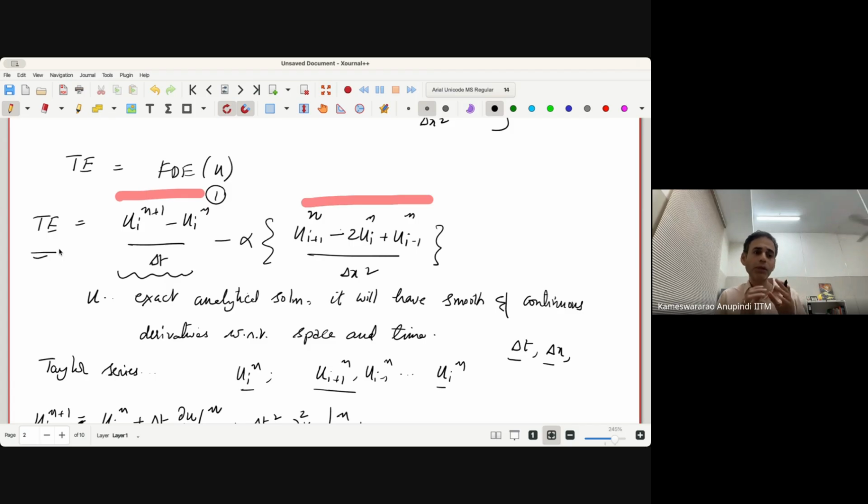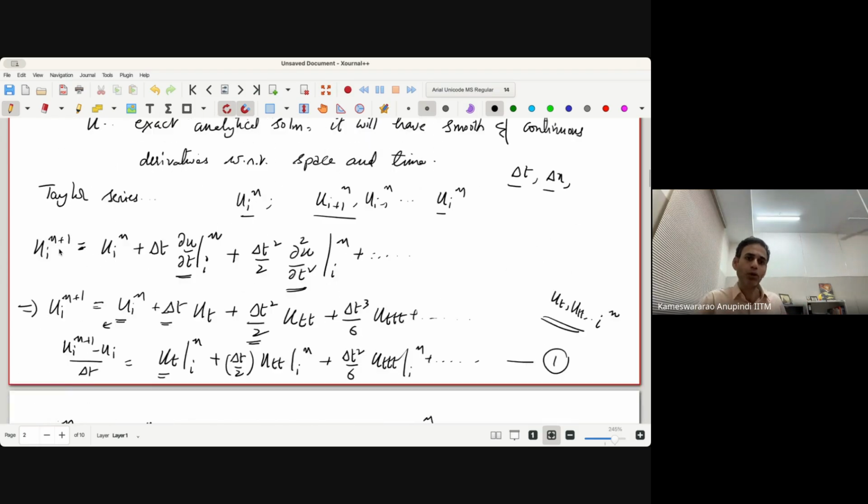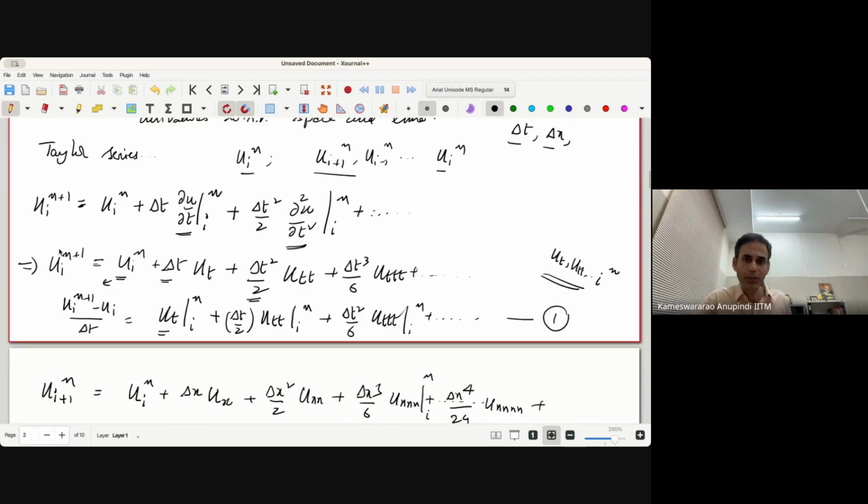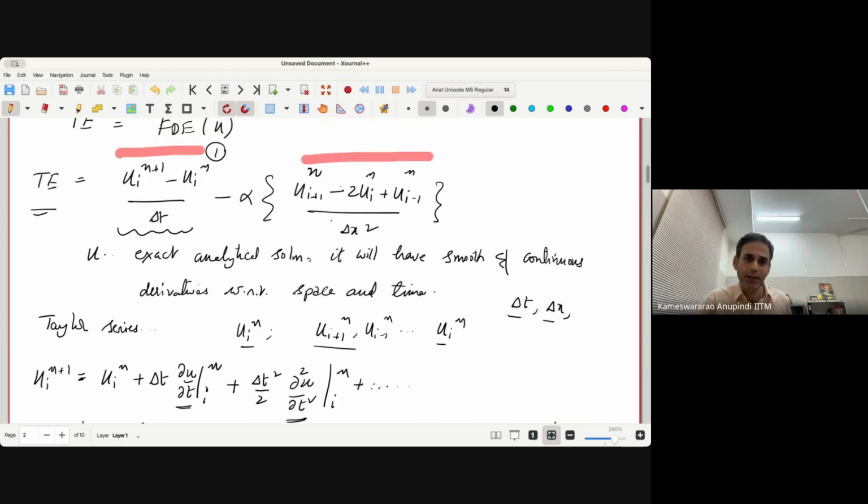So what we have done is we wrote the truncation error in terms of the little u quantities. Then we expanded n plus 1 quantities about n, and i plus 1 quantities about i and n, and obtained expressions for these two quantities, that is u_i^(n+1) minus u_i by delta t, and the second quantity, that is u_(i+1) minus 2 u_i plus u_(i-1) divided by delta x square. So I'm going to go back and substitute for this. Remember, there is also an alpha that is multiplying the second term here.